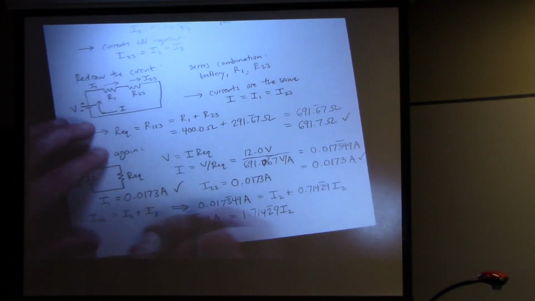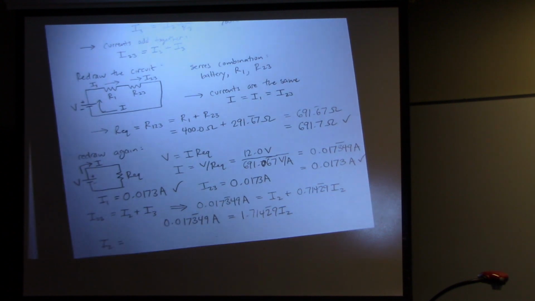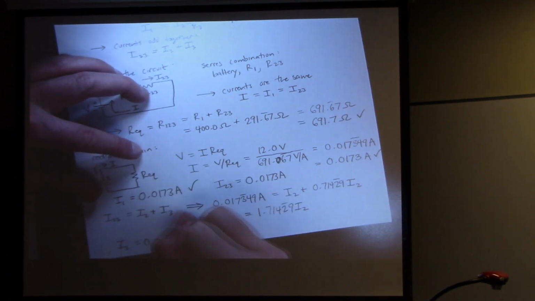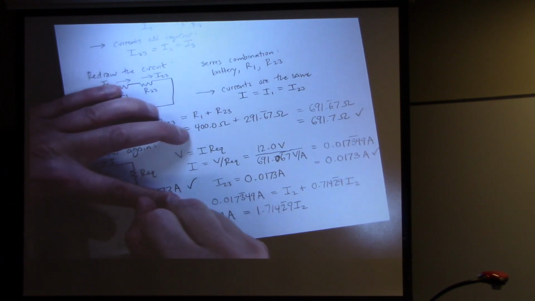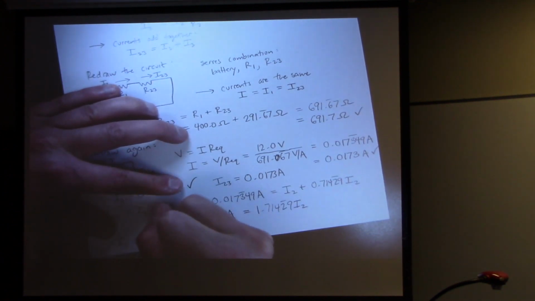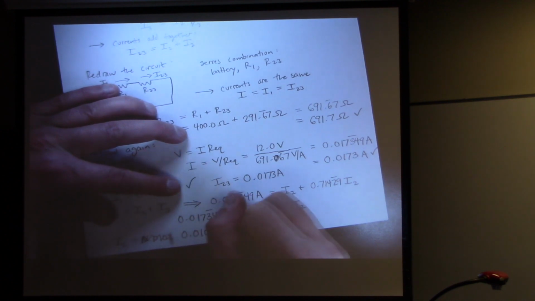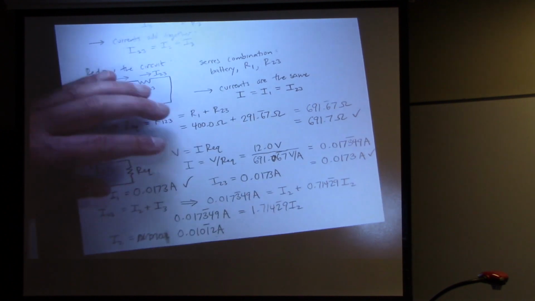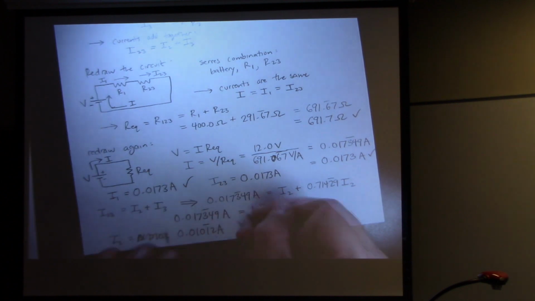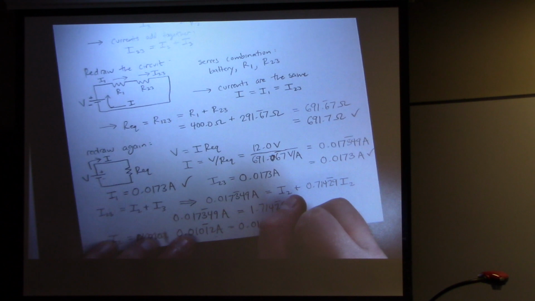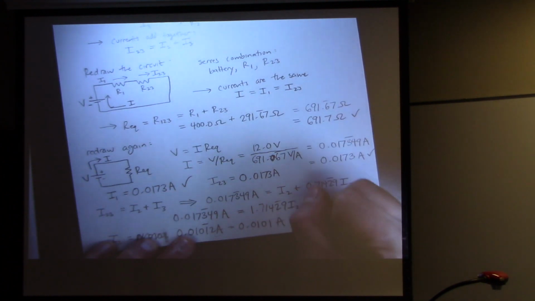So let's do that. I2 is equal to, when you do the division, 0.01012 amps, which we'd have to keep 3 sig figs here, so we'd have 0.0101 amps. Okay, that's I2 right there.